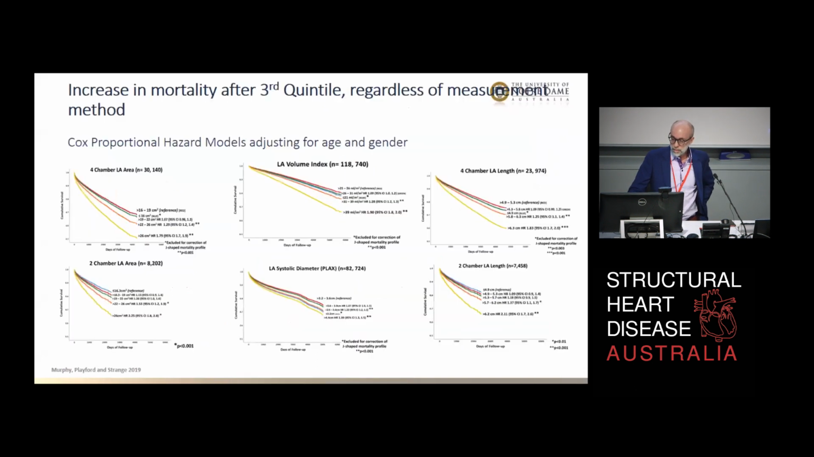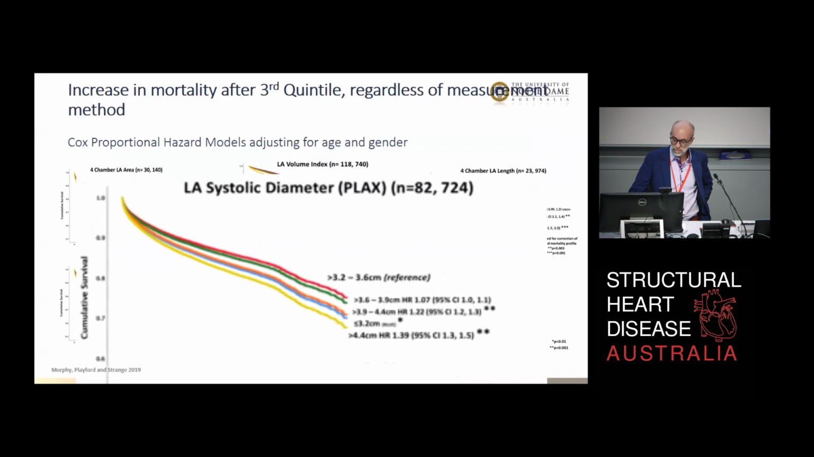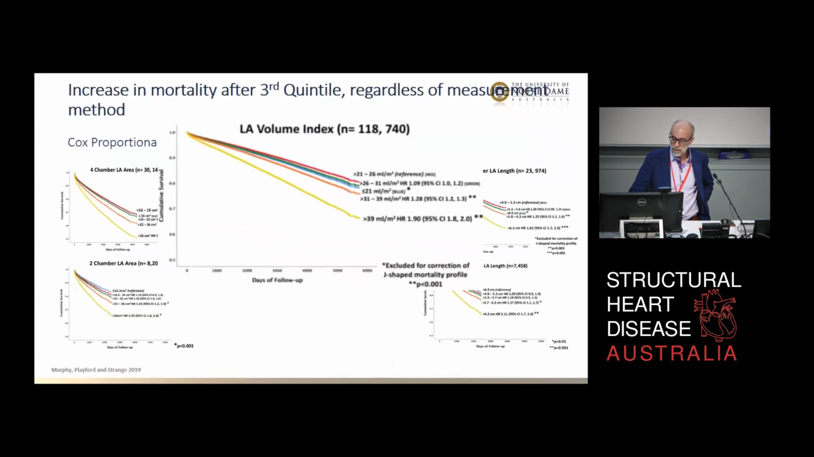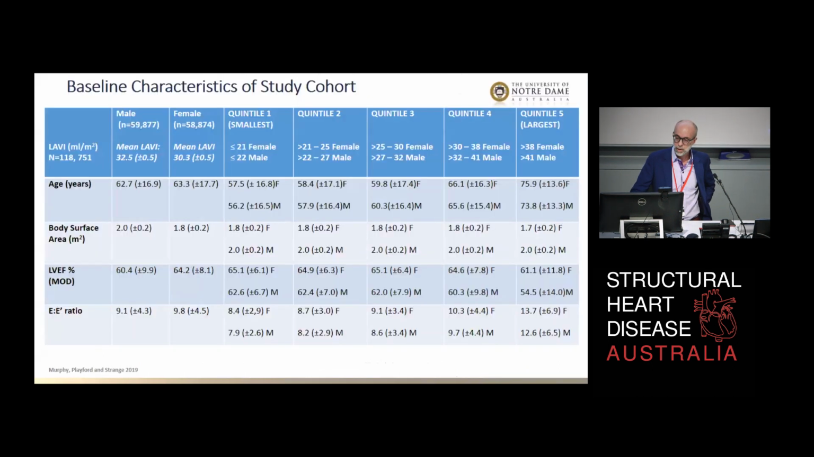Now, here's the thing. These are the various different ways of measuring left atrial size. Look at this one here, the systolic diameter. There is a separation there, but it's not very impressive. So you can use it, but what's much better is this, the left atrial volume index. You can see there's a really clear separation between 31 and 39 mL per metre squared.